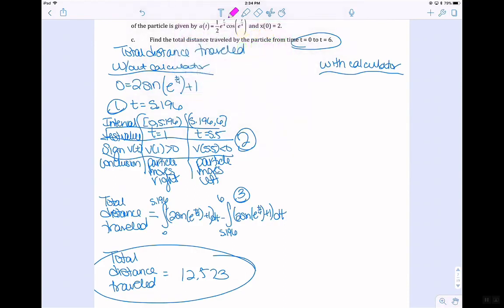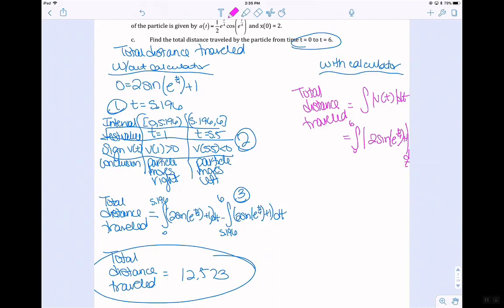With the calculator, total distance traveled is defined as the integral of the absolute value of velocity. So that means the integral from 0 to 6 of the absolute value of 2 sine(e to the t over 4) plus 1, dt. Okay, and when you use your graphing calculator, you would still get 12.573.